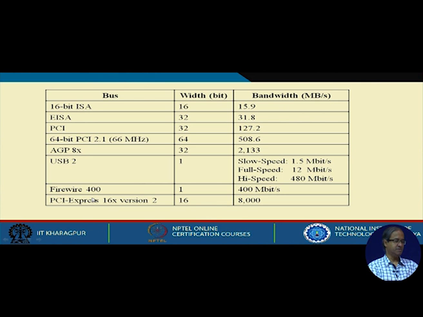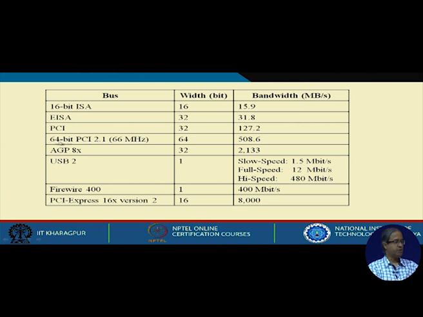Some of the bus standards were used, but now you cannot see them anymore, they have become obsolete. You see, the ISA bus was a 16-bit bus which carried 16 wires and the bandwidth was 15.9 megabytes per second. This was extended ISA, 32 bits, 31.8 megabytes per second, just double. PCI was also 32 bits, but the speed was about 4 times.